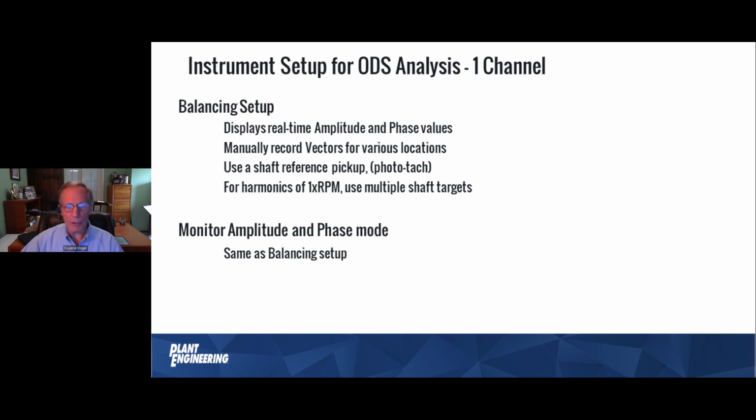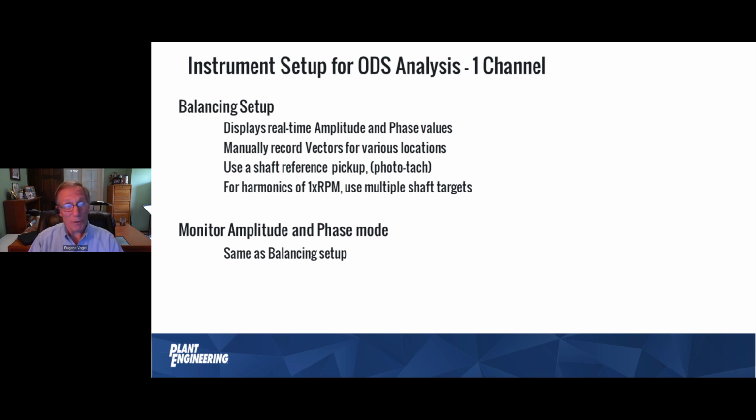Just one little trick I'll tell you about here. We mentioned that sometimes the vibration of interest is not 1 times rotating speed. It might be 2 times rotating speed. How could I get amplitude and phase with my balancer? You could put 2 pieces of reflective tape on the shaft where your photo tack is shining, and it will see 2 pulses for 1 revolution, and your instrument will track to that 2 times frequency and give you the amplitude and phase. You can do that with 2 times, you can do it 3 times.